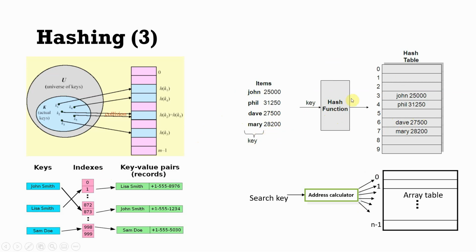Once we assign them locations in the table, if we are searching for a specific key, we go through the same hash function, we find the location, and we go directly to that array element or table location, right? That's how the concept of reaching constant time complexity is implemented.